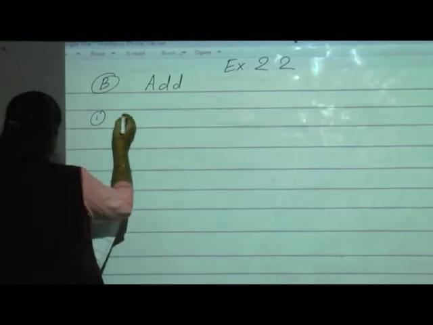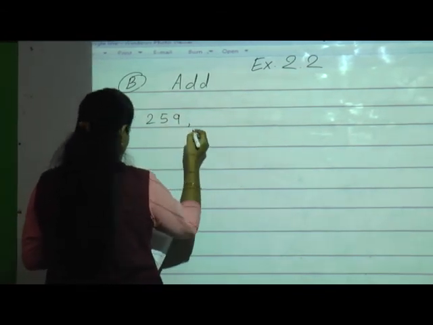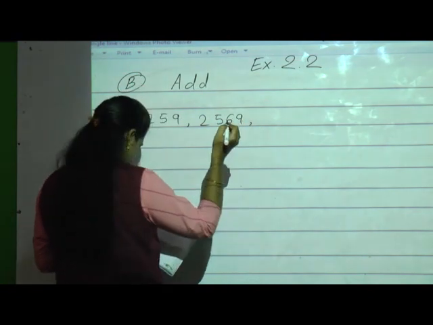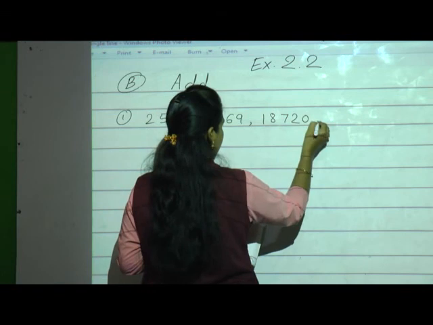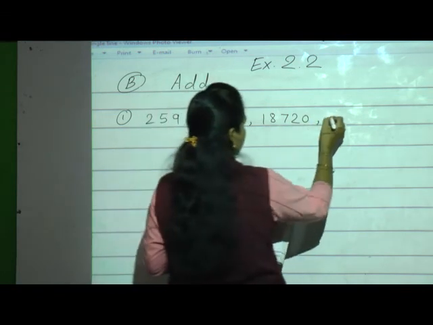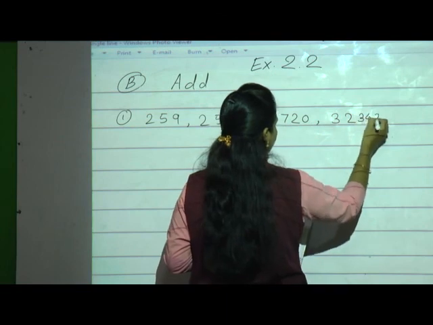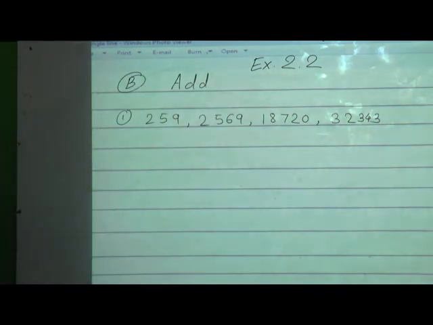What is the first question? That is given: 259, comma, 2569, comma, 18,720, comma, 32,343. See, 4 different numbers they had given. Okay. Now we have to add all these numbers together.